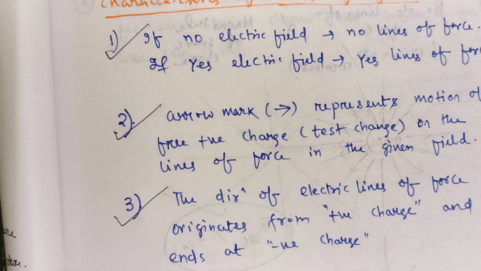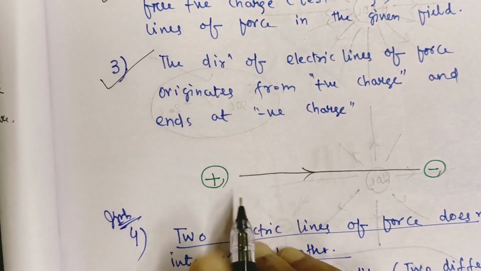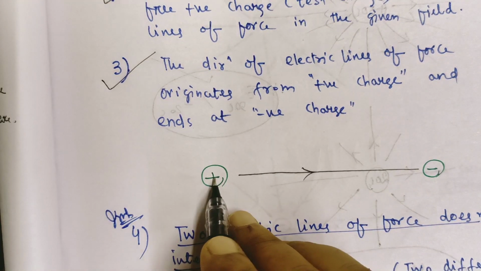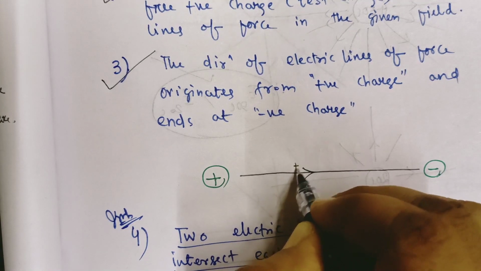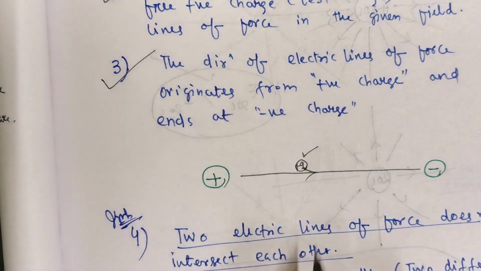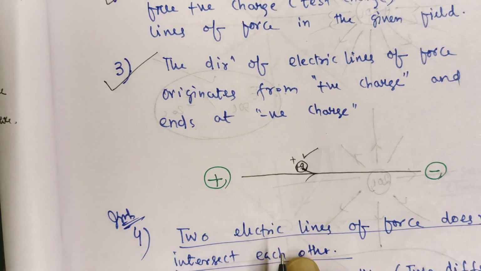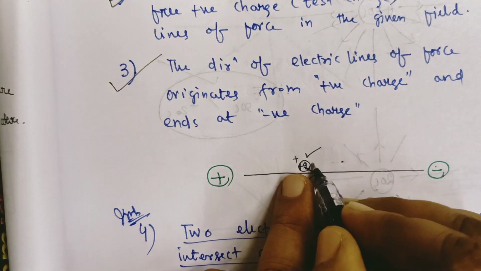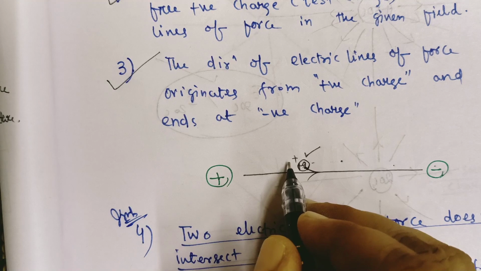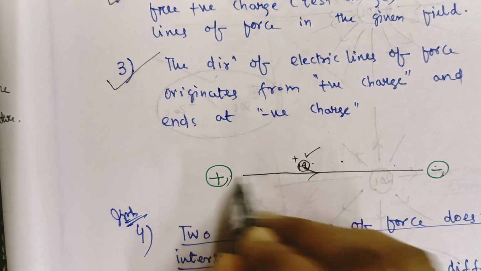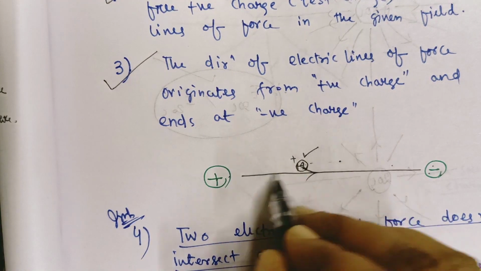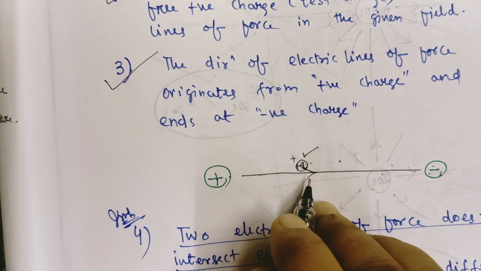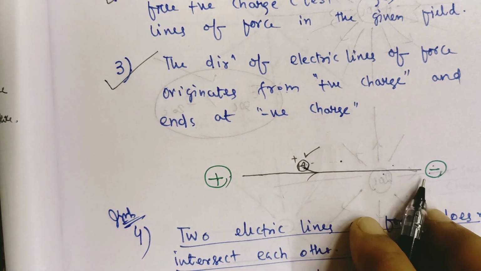Then third point, the direction of lines of force always originates from positive charge and ends at negative charge. Why? Now if the source charge is positive, and the test charge is taken here, because for testing the field we always have to take the test charge positive. Here you see, the positive source charge will repel this one, and the negative source charge will attract this one. So we can say that the test charge moves from positive charge to negative charge. A test charge's motion represents lines of force. So you should remember the direction of electric lines of force always starts from positive charge to the negative charge.